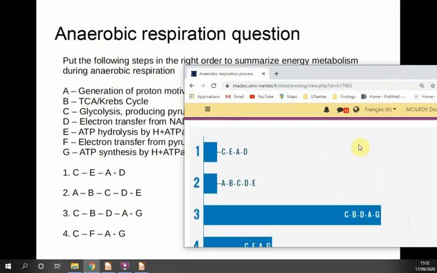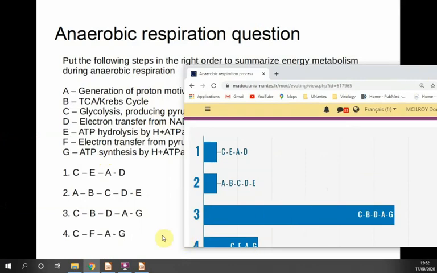Okay, so the correct answer is C. Glycolysis, then the Krebs cycle. The Krebs cycle gives you NADH, so you transfer the electrons from NADH to nitrate. That allows you to generate proton motive force, and that gives you ATP. So that's the correct answer.